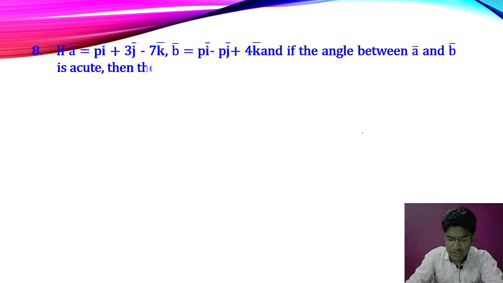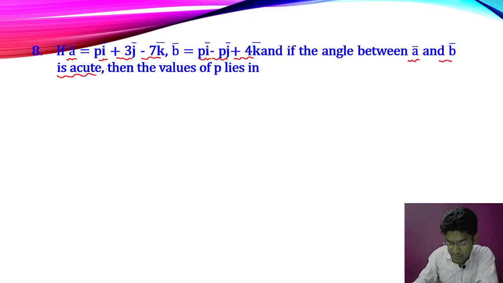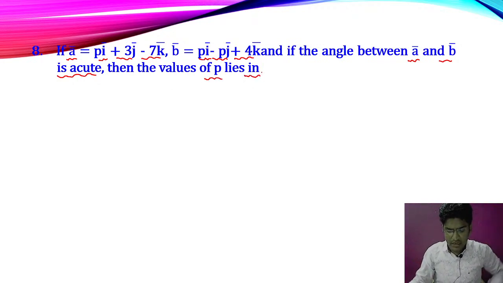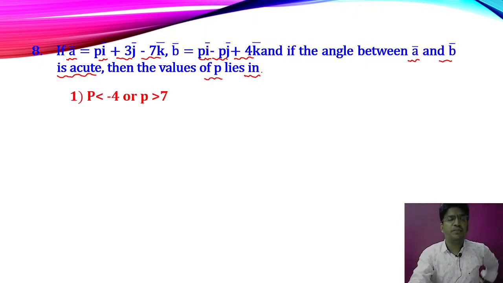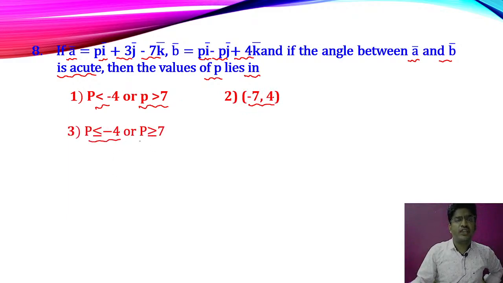In the same way I can move to question number 8. Vector A equal to p i cap plus 3 j cap minus 7 k cap. Vector B equal to p i cap minus p j cap plus 4 k cap. And if the angle between vector A and vector B is acute, that means the angle between A and B is lesser than 90 degrees, then the value of p lies in, what they are asking. Okay. The options are: p is lesser than -4, p is greater than 7; -7, 4; p is lesser than or equal to -4, p is greater than or equal to 7; -7, 4.